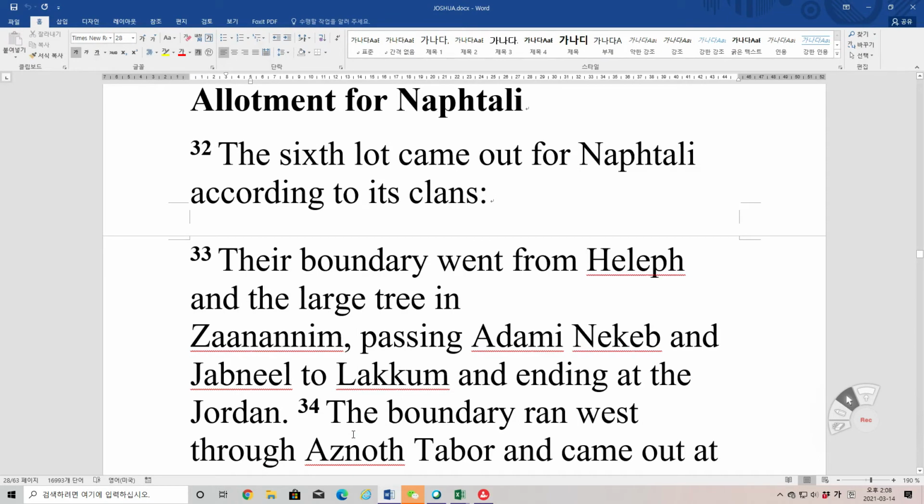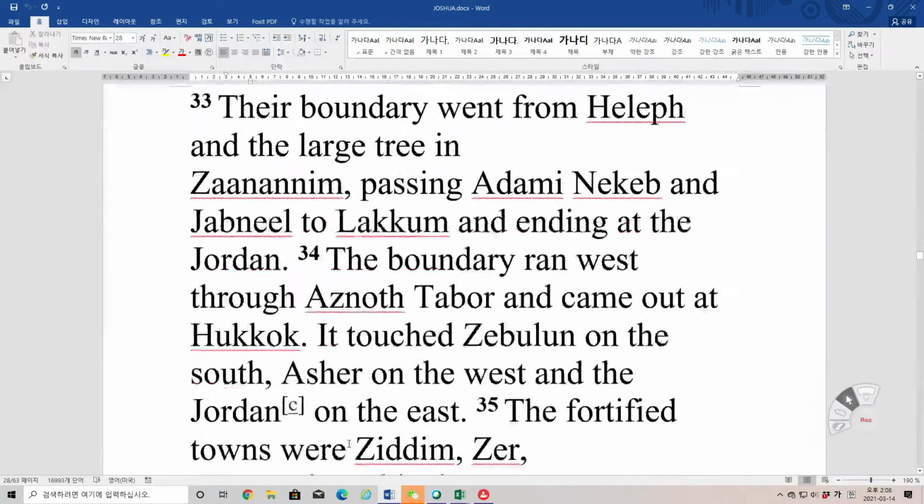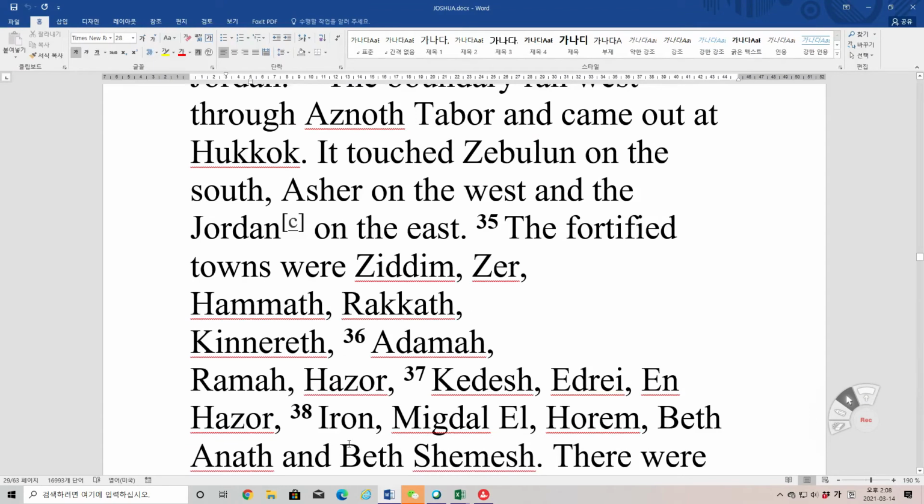Allotment for Naphtali. The sixth lot came out for Naphtali according to its clans. Their boundary went from Heleph and the large tree in Zaanannim, passing Adami Nekeb and Jabneel to Lakkum and ending at the Jordan. The boundary ran west through Aznoth Tabor, and came out at Hukkok. It touched Zebulun on the south, Asher on the west, and the Jordan on the east.